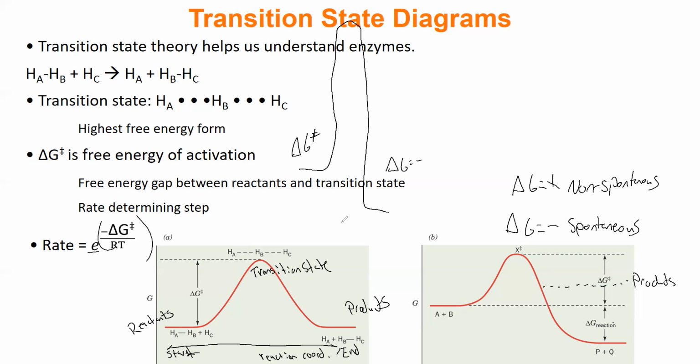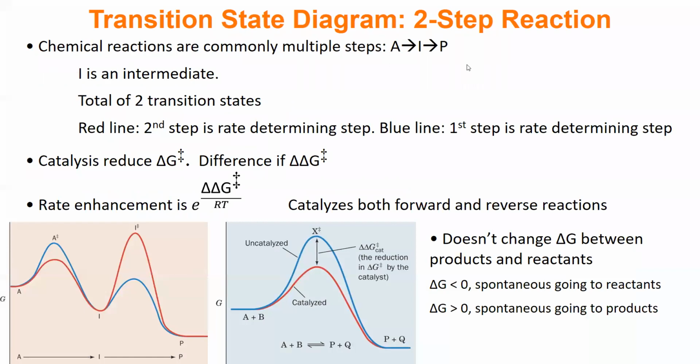Kinetics and thermodynamics are separate fields. They are not related to each other. Just because something is spontaneous does not mean it will happen quickly. It could be incredibly slow. So what does an enzyme do then? The way an enzyme speeds up a reaction, which is shown in this blue image, is that it lowers the transition state energy, right? So here we're lowering delta G double dagger.